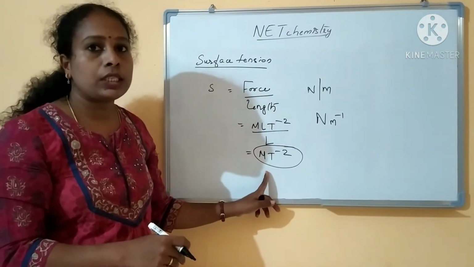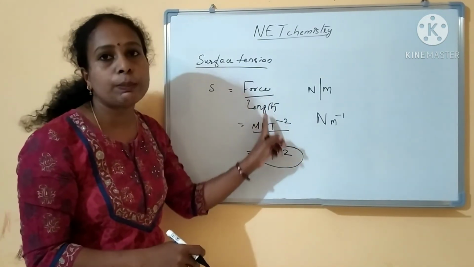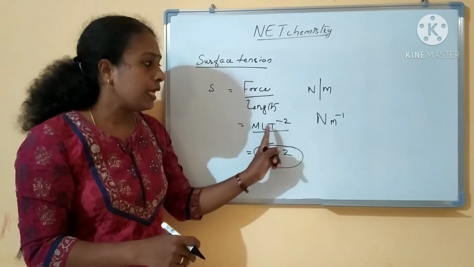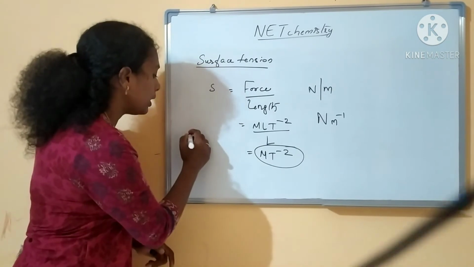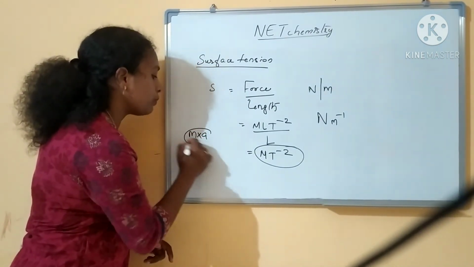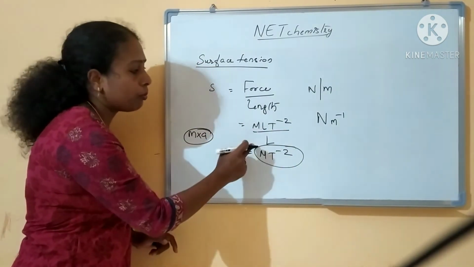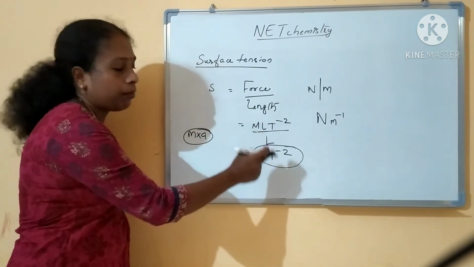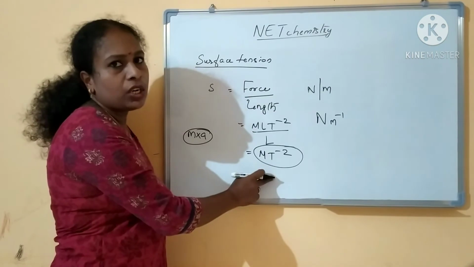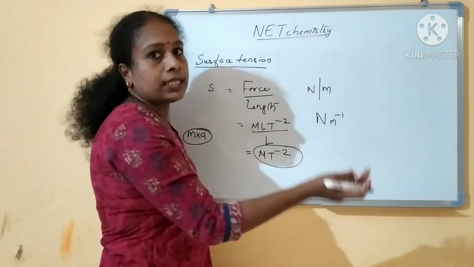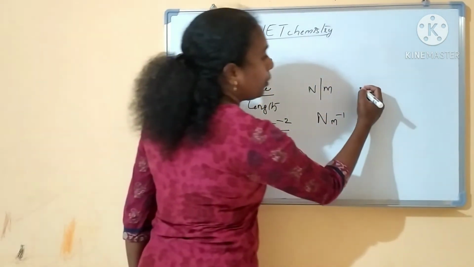Dimensional formula of surface tension is MT raised to minus 2. From force by length we are calculating MLT raised to minus 2. How are we getting force? Force is equal to mass into acceleration. From this formula only we are getting MLT raised to minus 2, and divided by length L, I am taking MT raised to minus 2. We are getting the dimensional formula of surface tension.